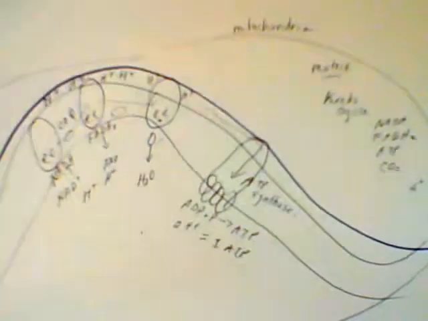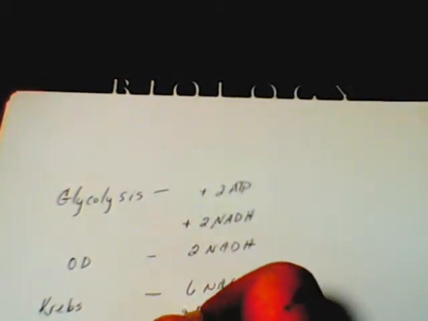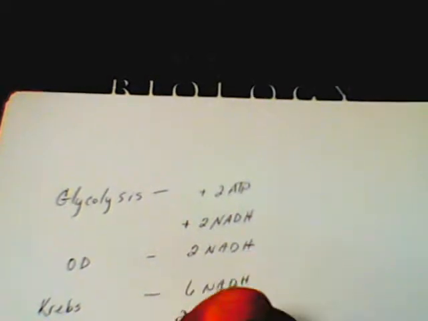All right, so let's look very briefly at what we have done, because this is what you are going to need to know. In glycolysis, you made 2 ATP. You also made 2 NADH. In oxidative decarboxylation, you made 2 NADH. In the Krebs cycle, you made 6 NADH and 2 FADH2s and 2 ATPs.